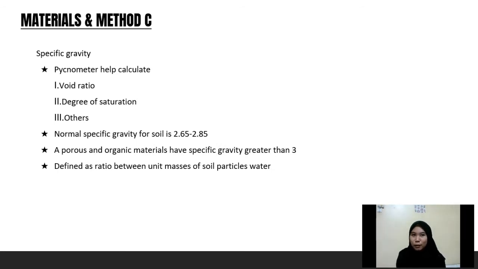Okay, so now we are going to move to specific gravity. For the specific gravity test, we are going to use a pycnometer to help us calculate the void ratio, degree of saturation, and others related to the specific gravity test. Normally, soil has a specific gravity from 2.65 to 2.85, and porous and organic soil must have a specific gravity greater than 3. Specific gravity is also defined as the ratio between the unit masses of soil particles and water.